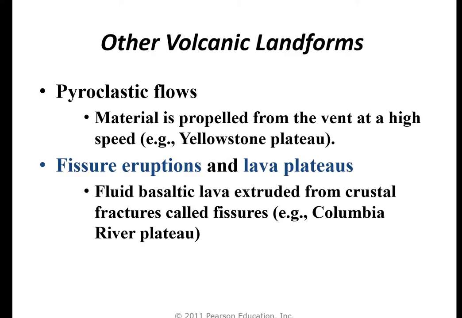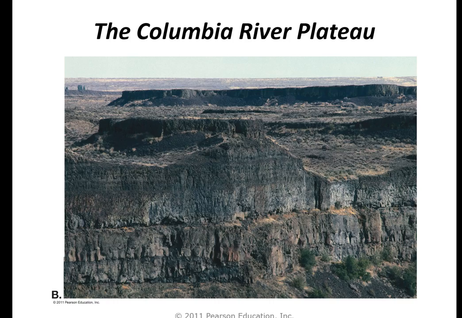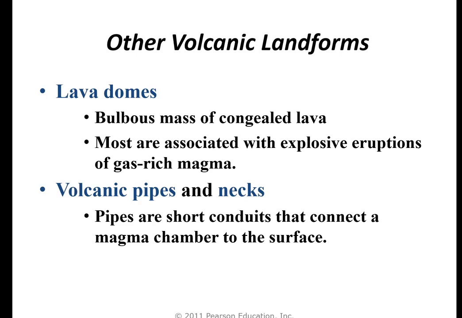In pyroclastic flows, material is propelled from the vent at a very high speed. We can have lava domes, which are a mass of congealed lava. Most are associated with explosive eruptions of gas-rich magma. And the volcanic pipes and necks are the channels that they go through to get the magma to the surface.